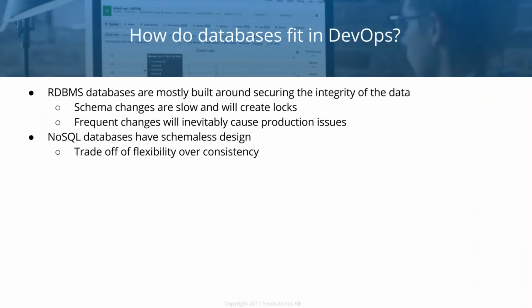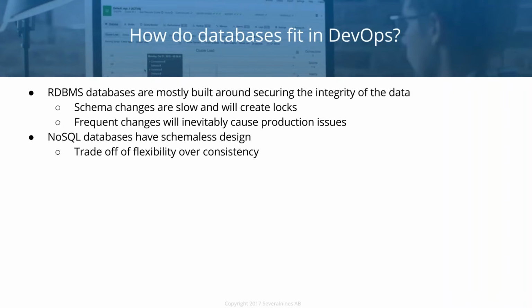Now, databases, well, they don't really fit into this picture because they're mostly built around security and integrity of the data. They really want to maintain the integrity of your data at all costs. And that means that, for instance, schema changes are really slow to apply. They will create locks in your system, and that obviously halts a new development drop of the application. Also, the more frequently you apply changes to a database, the more inevitably it causes production issues.